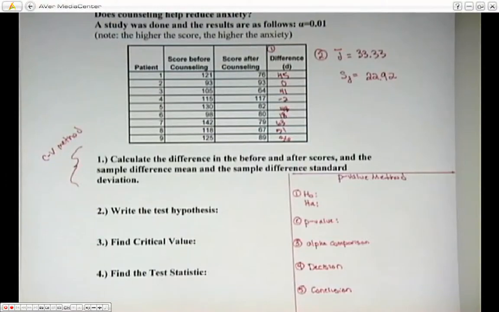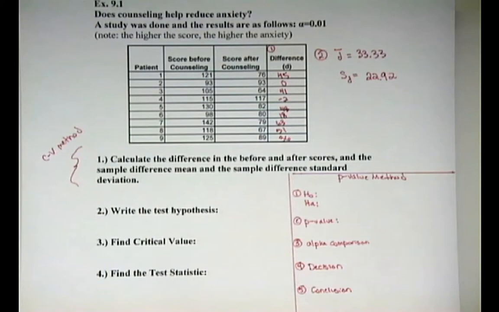Okay students, so this is on page 101 and this is example 9.1. This is the p-value method of this example. Does counseling help reduce anxiety? A study was done and the results are as follows. Alpha equals 0.01. So the higher the score, the higher the anxiety.